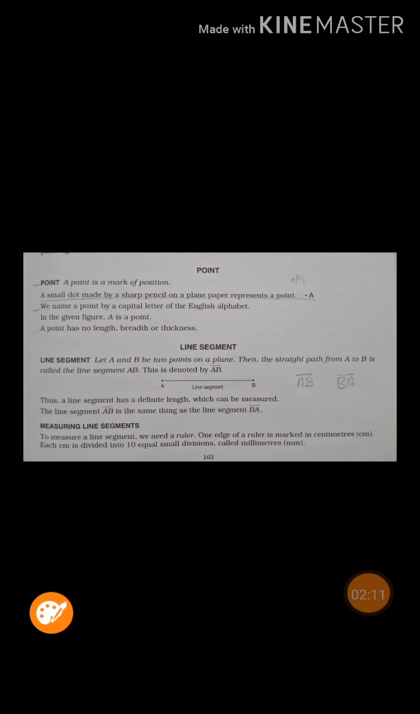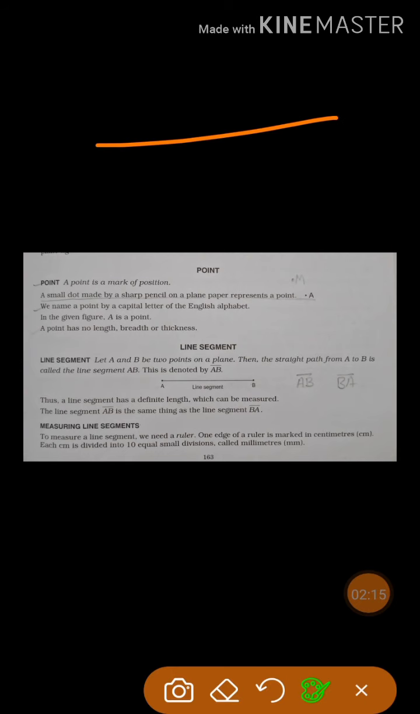One more thing. A line segment has a definite length. It has two endpoints. This is one endpoint and this is the second endpoint. We are giving them the names A and B. So these are the two endpoints of the line segment, and we can measure the length of a line segment with the help of a ruler. A line segment has a definite length and two endpoints.